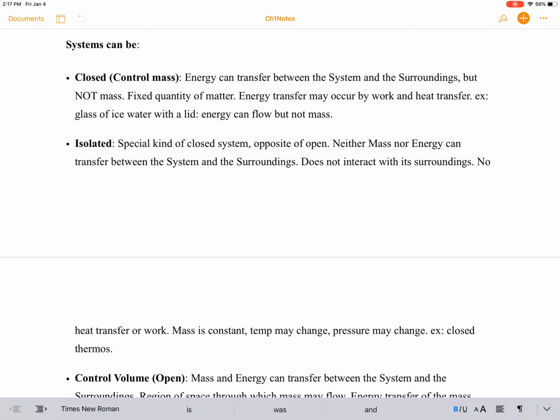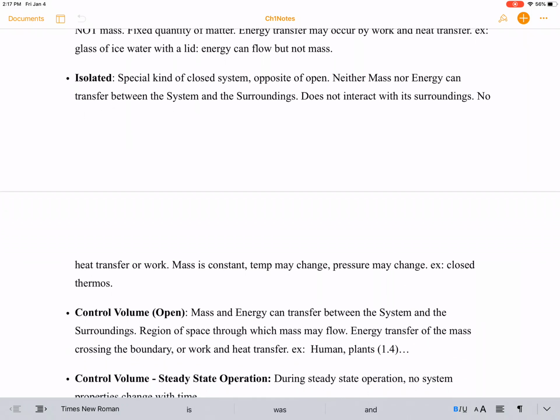An isolated system is a special kind of closed system. It's the opposite of an open system. So in an isolated system, neither mass nor energy can transfer between the system and the surroundings. It does not interact with its surroundings. No heat transfer or work can happen. Mass remains constant. Temperature may in fact change.